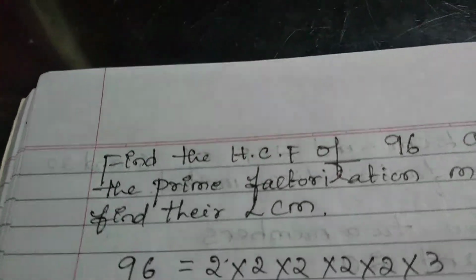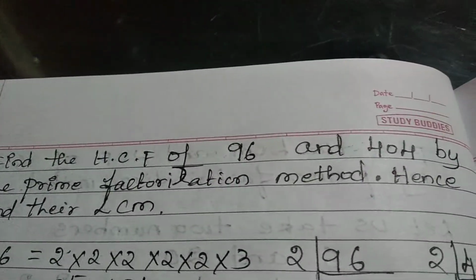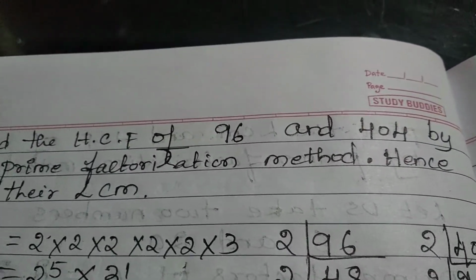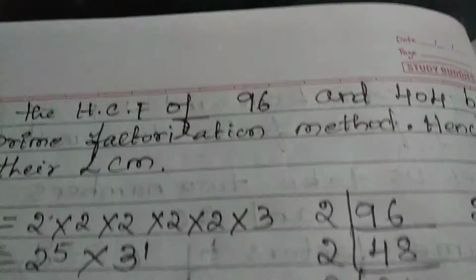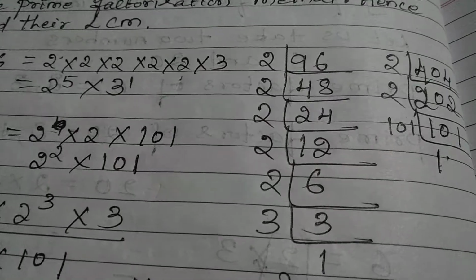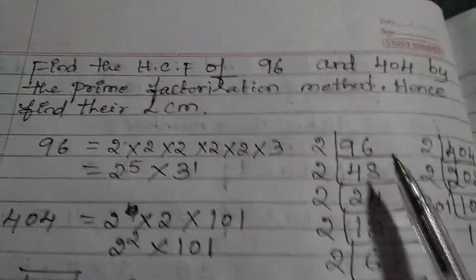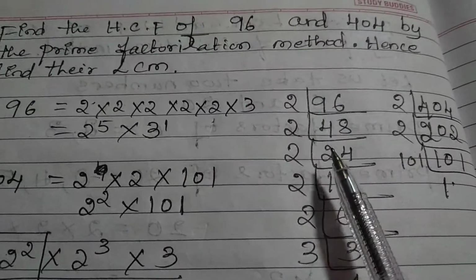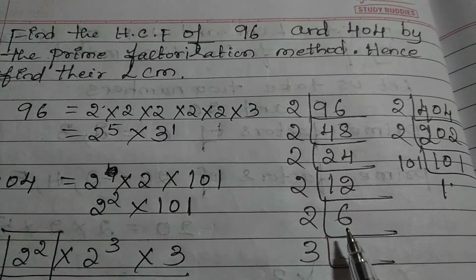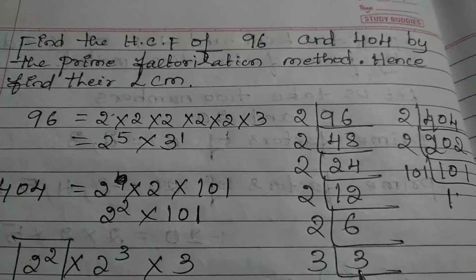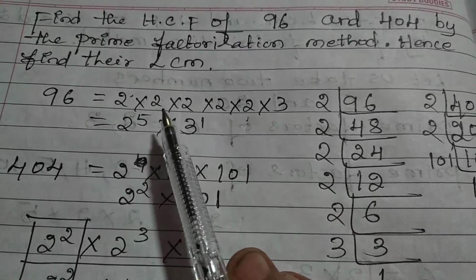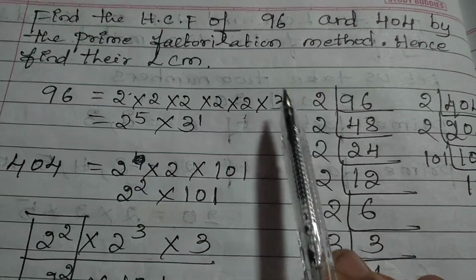Next question. Find the HCF of 96 and 404 by prime factorization method. Hence, find their LCM. Look at this. So this is the prime factorization method what we have done. Divide 96 by 2, 48, divide 48 by 2, 24, divide 24 by 2, 12, divide 12 by 2, 6, divide 6 by 2, 3, and then 3 by 3, you will get 1. So we have written 2 into 2 into 2 into 2 into 2 into 3.